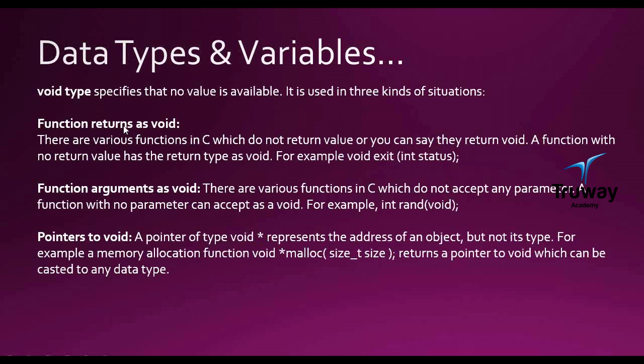So the void type, you must have learned, we use it as the return type of a function, as the argument of a function, and we use it with pointers as well. In case of pointers, there is the malloc function, which takes an argument and returns some value. There I'm making use of void, indicating that void is the return type of this. So this is another one: void star, pointers to void.